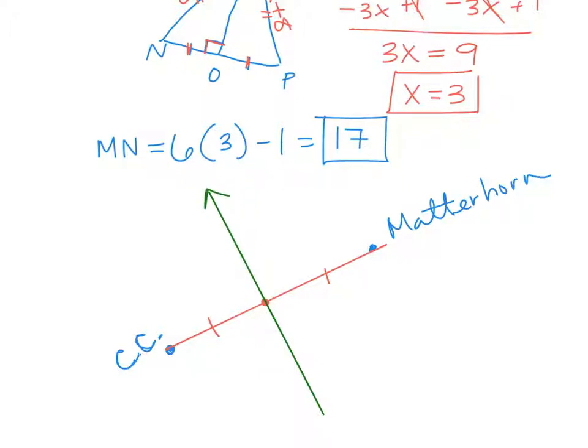So anywhere on that green line would be the same distance to the cotton candy as it is to the Matterhorn, right? So a point here, a point here, a point here. Any of those would be the same distance away. This would be the same, or this would be the same, right? So anywhere on that perpendicular bisector is a good place if he wants to be equidistant. Questions on that?